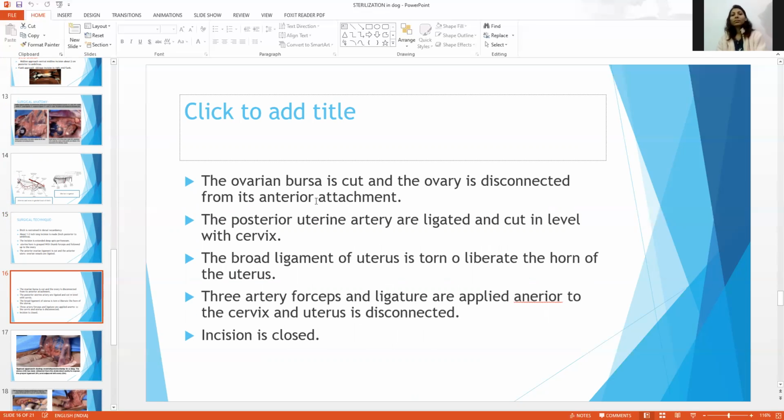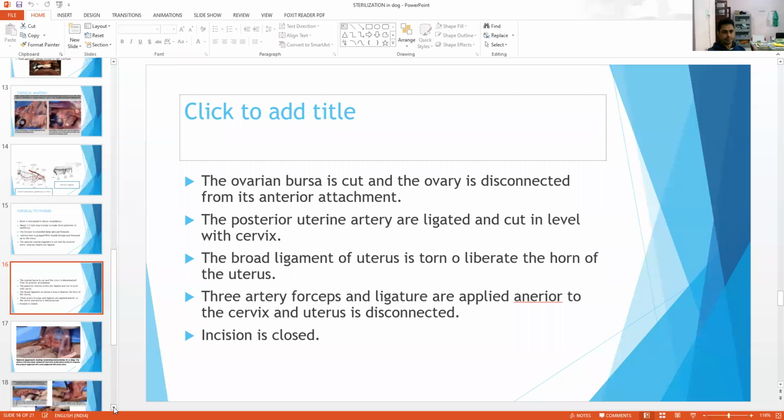These are the procedures. The ovarian pedicle is cut and ligated, as already discussed, and if time permits, then I will demonstrate this practically.